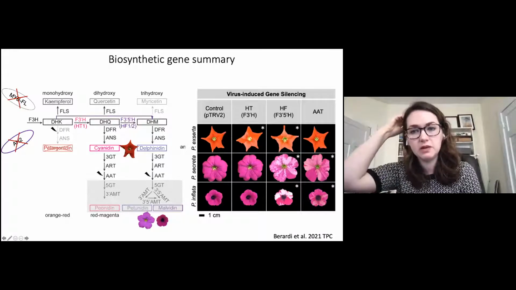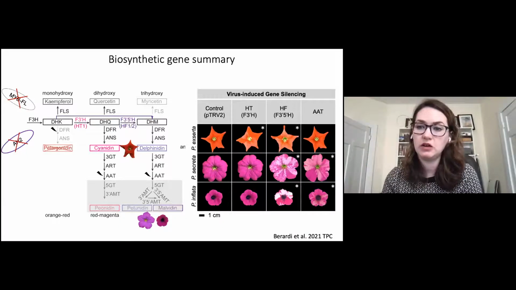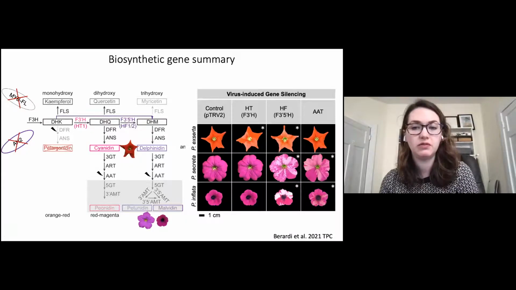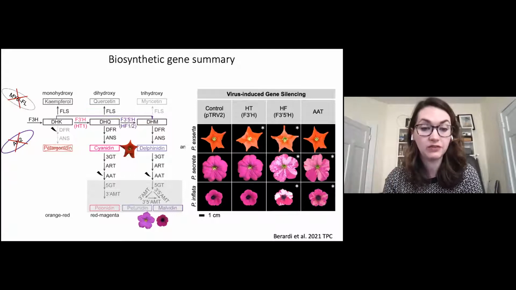So in tandem with qPCR and RNA-seq, we used virus-induced gene silencing to determine which of these biosynthetic enzymes are necessary for the red phenotype. I'm just going to show you the results from the VIGS, but the qPCR and gene expression data are also in the paper if you'd like to see that in more detail.